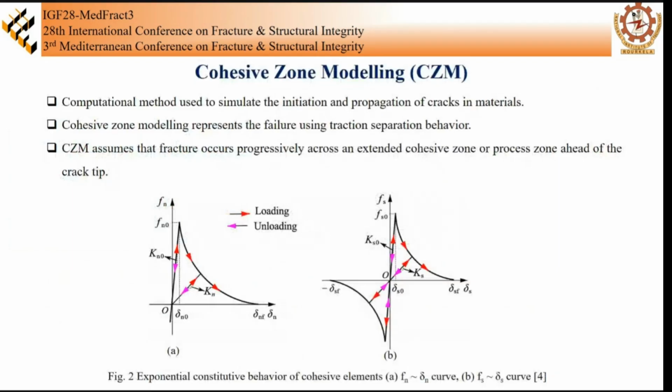Moving on to the cohesive zone modeling. Cohesive zone modeling is a phenomenological damage model that provides a simple and intuitive way to model the fracture in concrete. It is used in computational methods to simulate the initiation and propagation of cracks in materials. The damage is represented by using traction-separation behavior, and CZM assumes that the fracture occurs progressively across an extended cohesive zone or the process zone ahead of the crack tip, which makes it ideal for simulating concrete fracture, which possesses a significant fracture process zone.